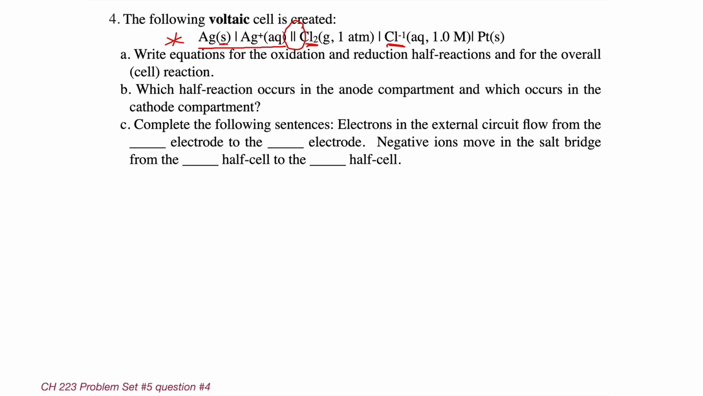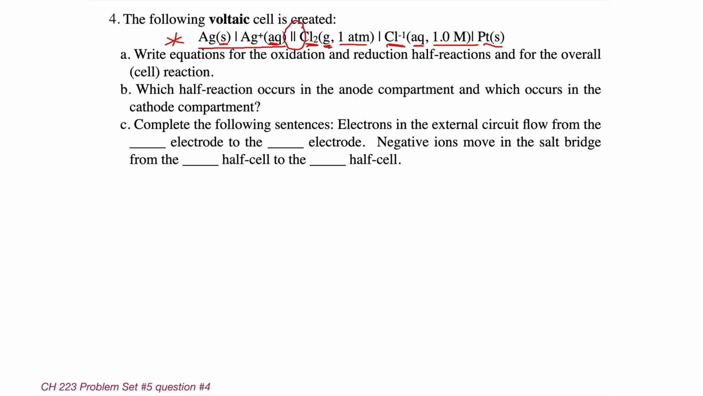Now, there's lots of symbols up here. S means it's a solid, so it's solid silver. AQ, of course, means it's based in water. The chlorine here is a gas at a pressure of 1 atmosphere, which is important, we'll see later. And it's turning into chloride, which is also based in water, at 1 mole per liter. And this thing on the far right, platinum, you need a way to get the electrons into the chlorine to make chloride. And platinum is the avenue, if you will, that's being conducted through. Platinum is usually pretty inert, so it's a good way to transfer electrons from the anode to the cathode.